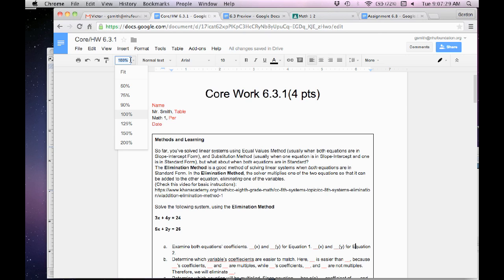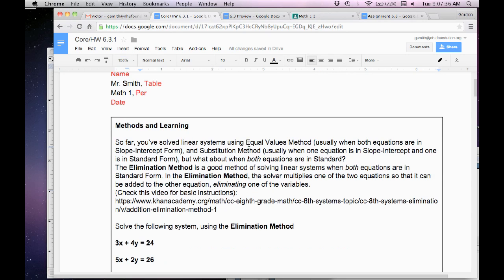Okay, so far you've solved linear systems using the equal values method, which is usually when both equations are in slope-intercept form, and the substitution method, usually when one equation is in slope-intercept and one is in standard form. But what about when both equations are in standard form? The elimination method is a good method of solving linear systems when both equations are in standard form. In the elimination method, the solver multiplies one of the two equations so that it can be added to the other equation, eliminating one of the variables.